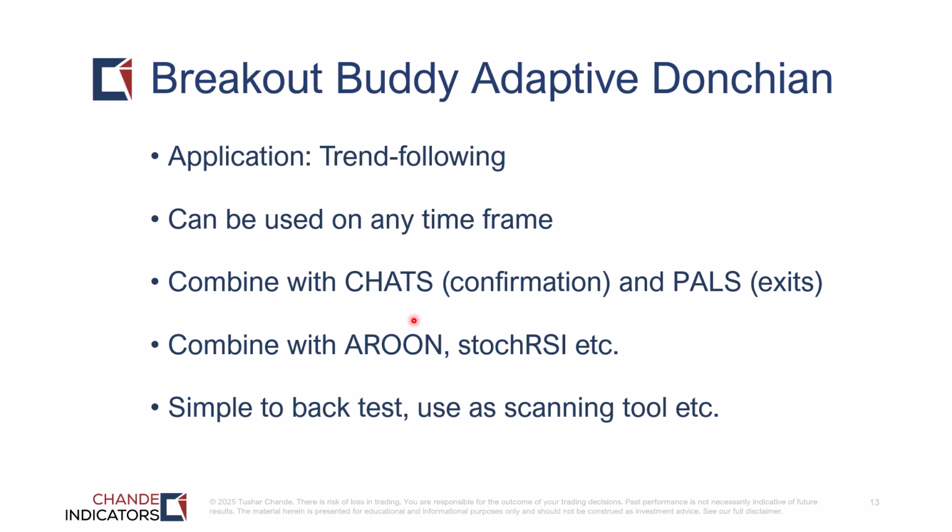You can combine it with something like the CHATS indicator, which is the Chande absolute trend strength indicator, for confirmation of momentum, and the PALS exit, or the parabolic accelerating long stop exit. So this is primarily an entry strategy, and you need an exit strategy to go with it. You can combine it with the rune indicator or the stochastic RSI for additional checks. And of course, it's very simple to backtest or use as a scanning tool.